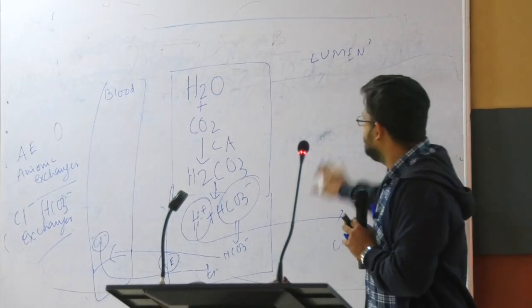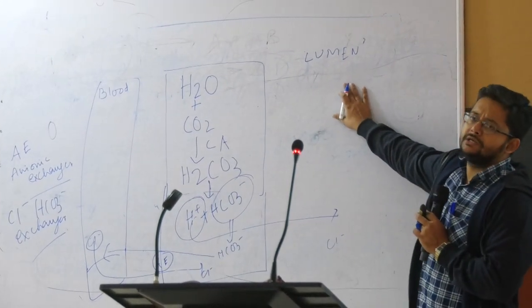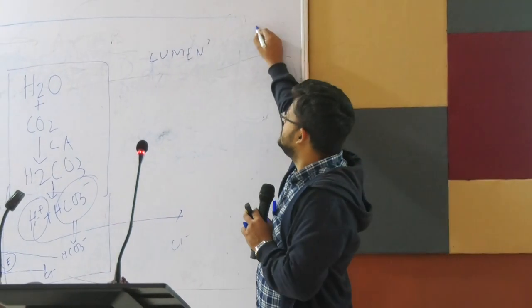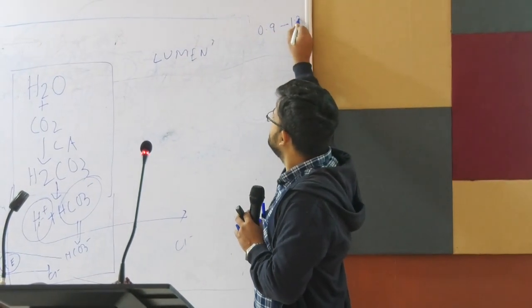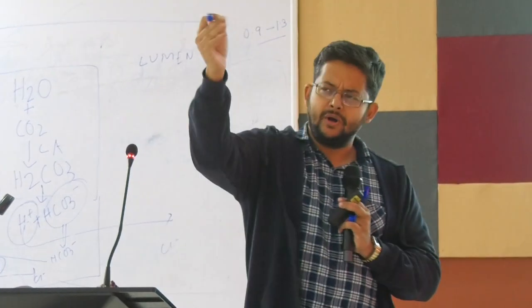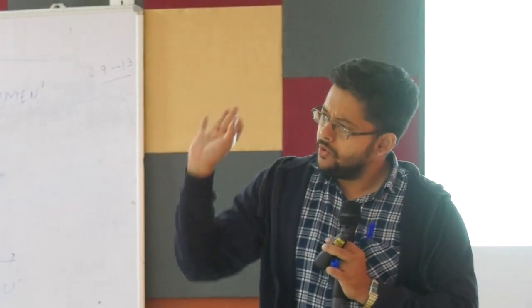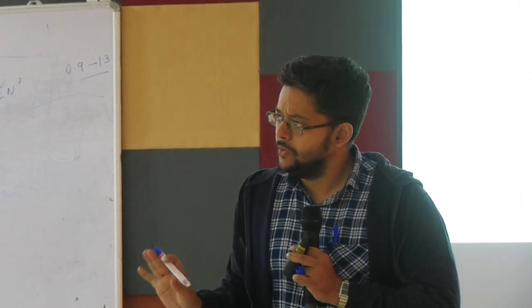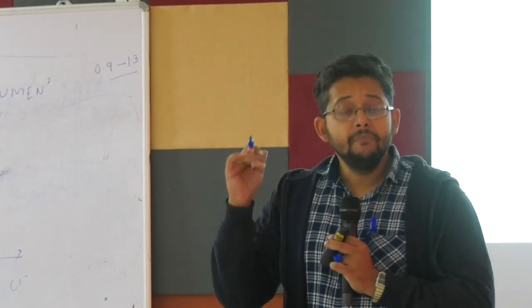H plus. What is the luminal pH? 1.3 to 1.8, approximately. In one book you may find 0.8 to 1.2. The basic thing is that it is below 2. That means millions of H plus are present in the lumen.